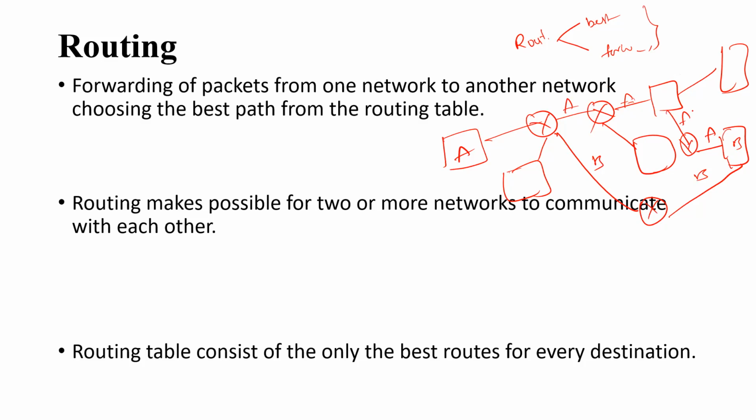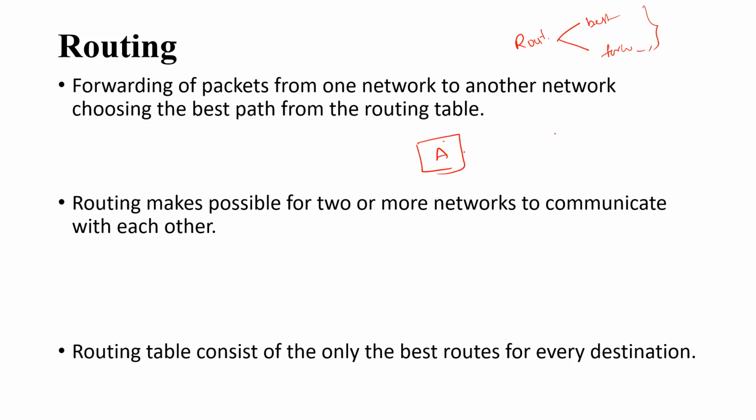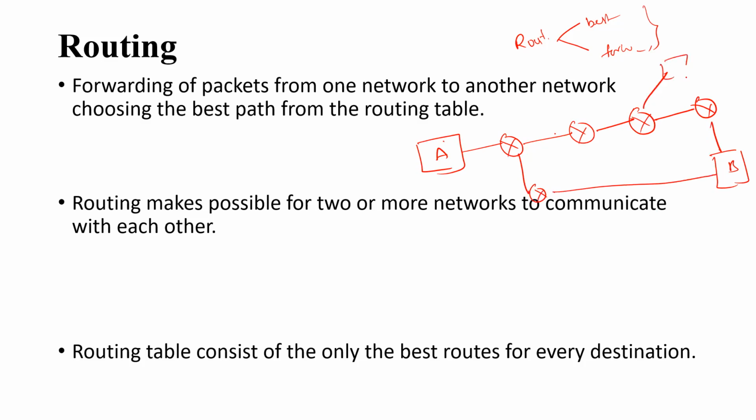So from A to B, what is the best path? Let me write a neat diagram so that it will be clear for you to understand. We have network A connected to one router, and some other routers are there in network B. It is connected to one router and directly connected here. There are many LAN networks connected, but I'm discussing only A to B here.